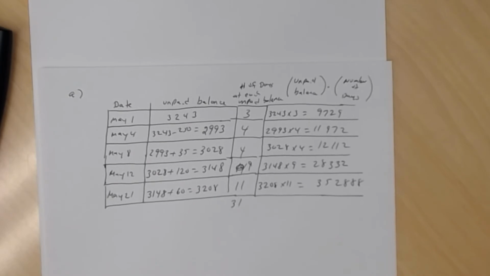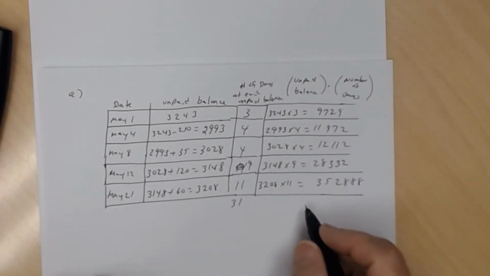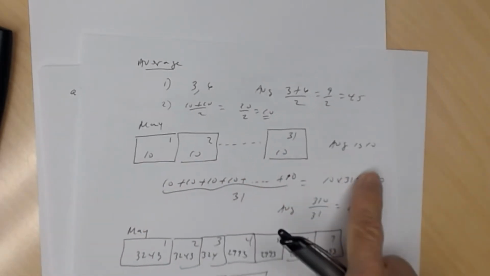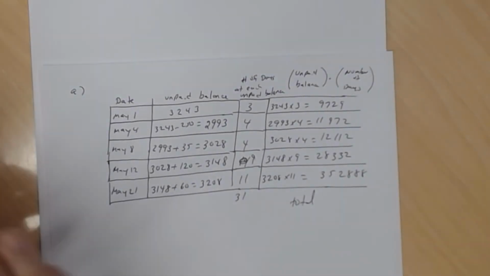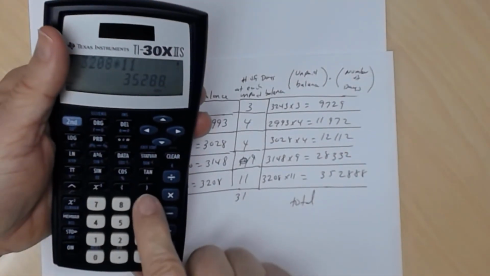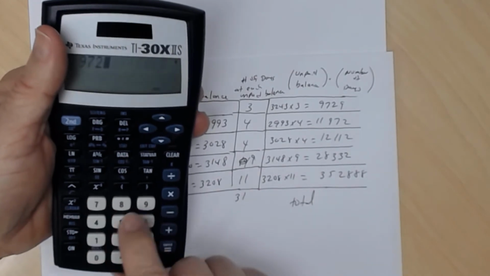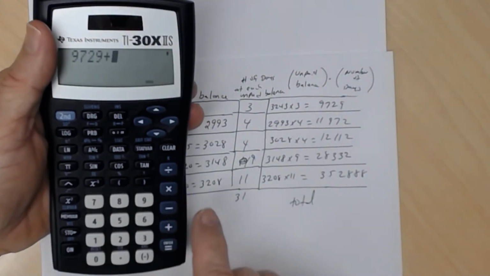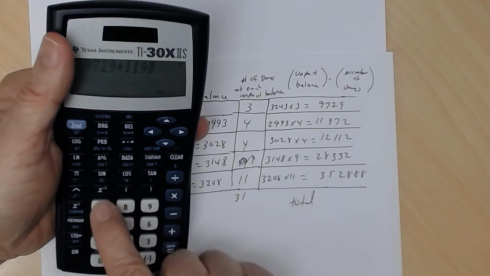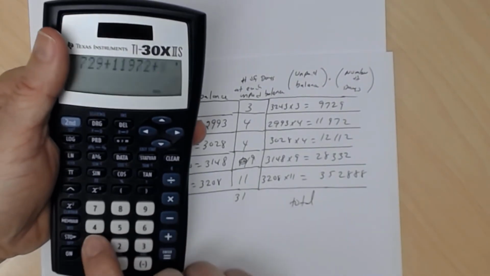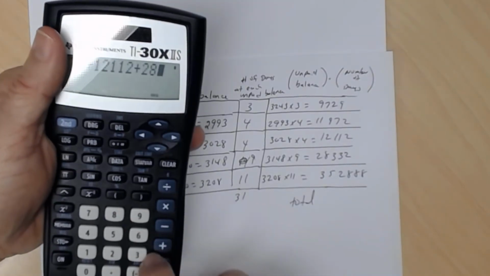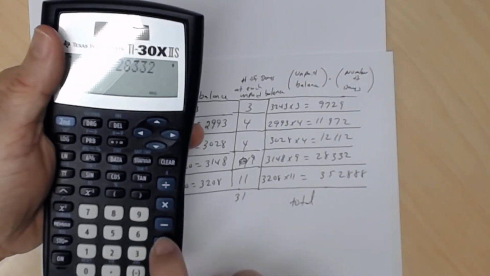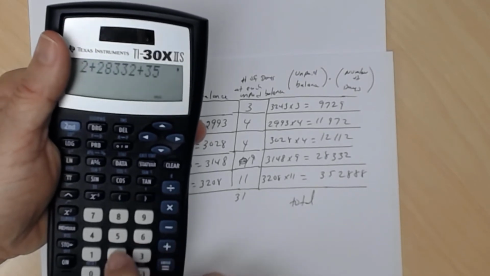Now let's go ahead and find the total, just like we did here. Remember, when we added all those 10s, we got 310. All right, let's do the total. I have to add all these: 9,729 plus 11,972 plus 12,112 plus 28,332 plus 35,000. Oops.